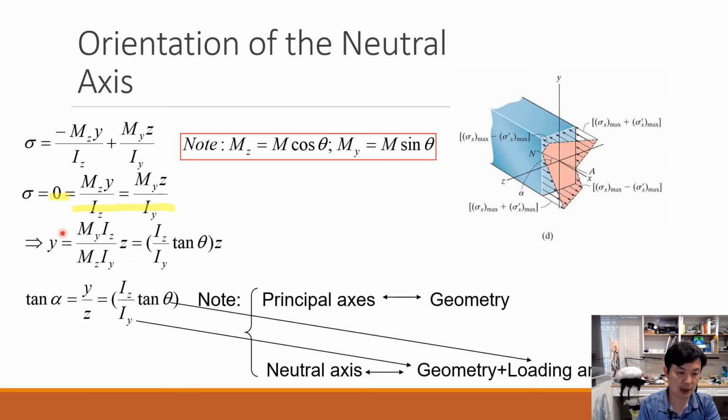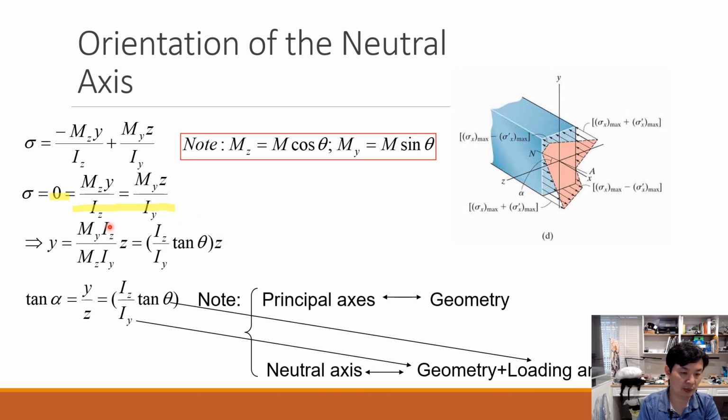Then next, once we have this one, we take y on one side, z on the other side, and the remaining parameters together on the right-hand side. And then after that, we replace Mz by M cosine theta, and My by M sine theta. All right. Then these terms give us tangent theta.